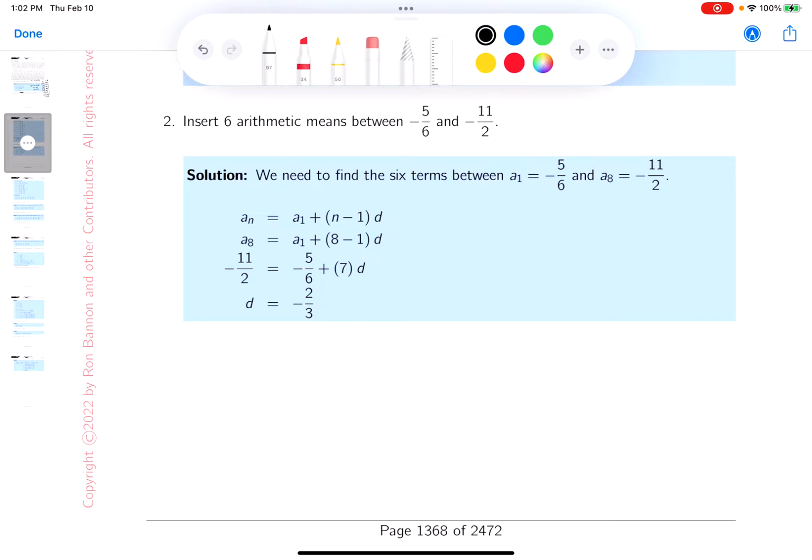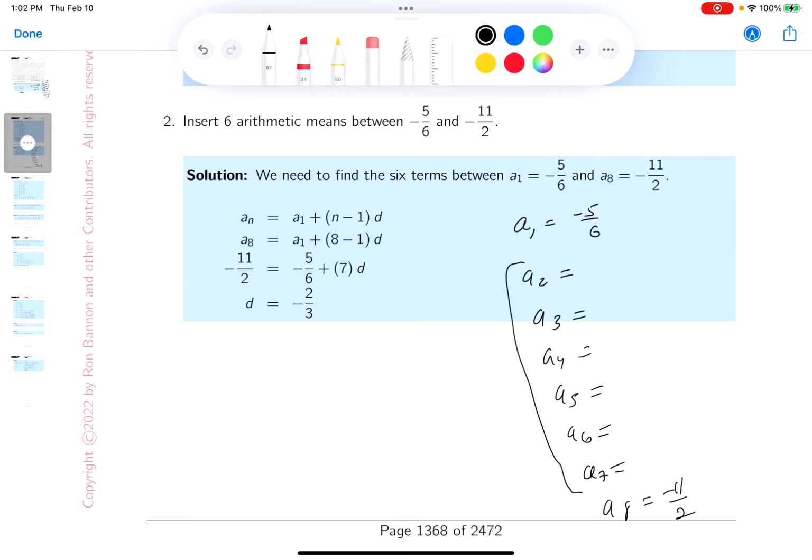Okay, so insert 6 arithmetic means between minus 5 sixths and minus 11 halves. So let me write down what that means to me. It means A1 is minus 5 sixths, then A2, A3, A4, A5, A6, A7, and then A8. And what's A8? It's minus 11 over 2. And there's 6 terms here. You can count up 1, 2, 3, 4, 5, 6.